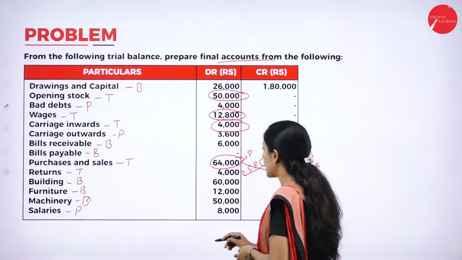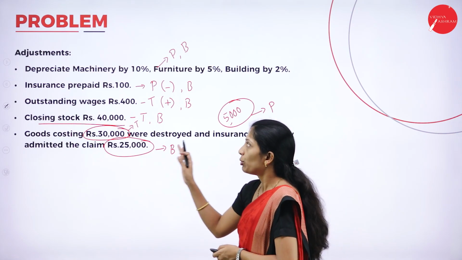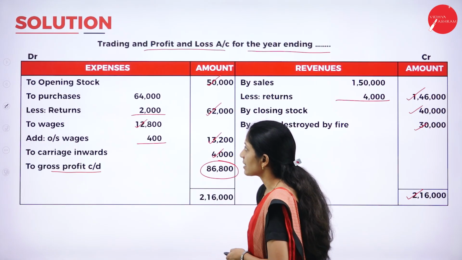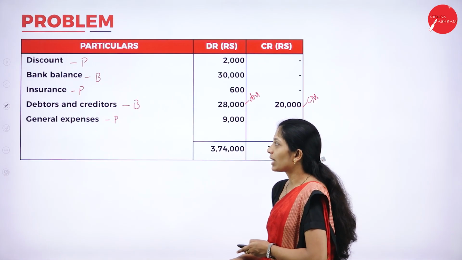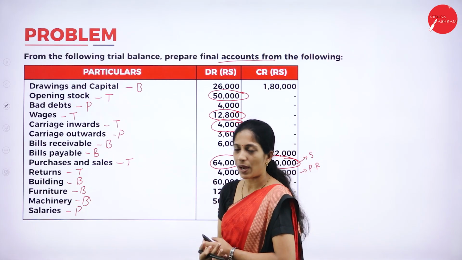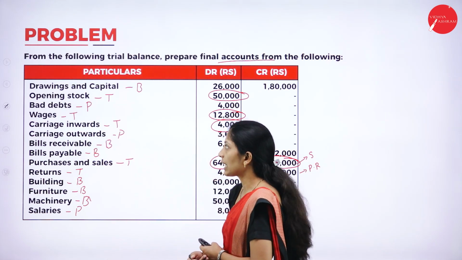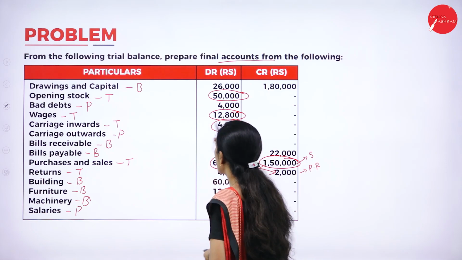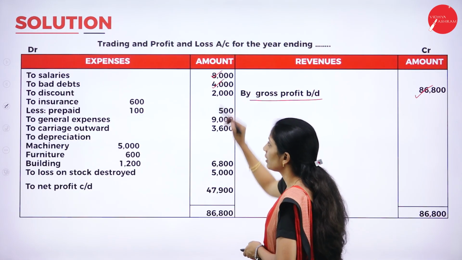Salaries 8,000. Let us see whether there is any adjustment on salaries. No. So, directly write salaries, 8,000. Now, coming to the next one, we shall see the trial balance one by one. Let us record each and every item, that is indirect expenses. So, bad debts, how much? 4,000. So, record that bad debts 4,000.